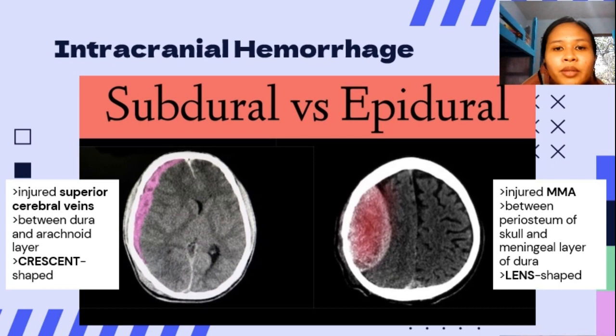This slide here summarizes the key differences between the subdural and epidural hematoma. First is the injured structure. If it is epidural, MMA is injured. If subdural, the superior cerebral veins are injured. Second is, where does the swelling occur? Epidural is between the meningeal layer of dura and the periosteum of the skull. If subdural, it is between the dura and arachnoid. Third is the shape. Epidural appears lens-shaped on the CT, while subdural is crescent-shaped.